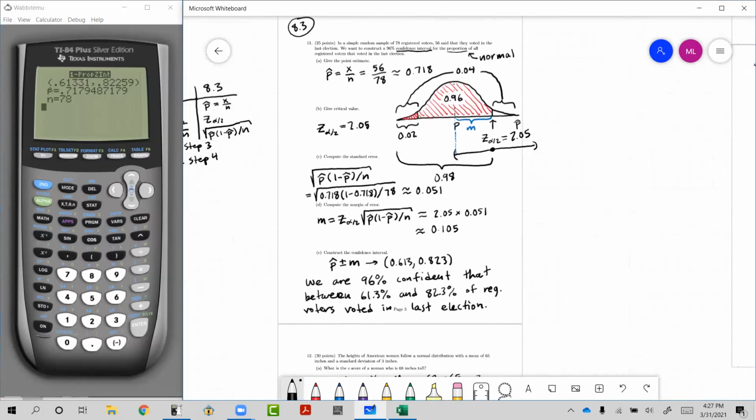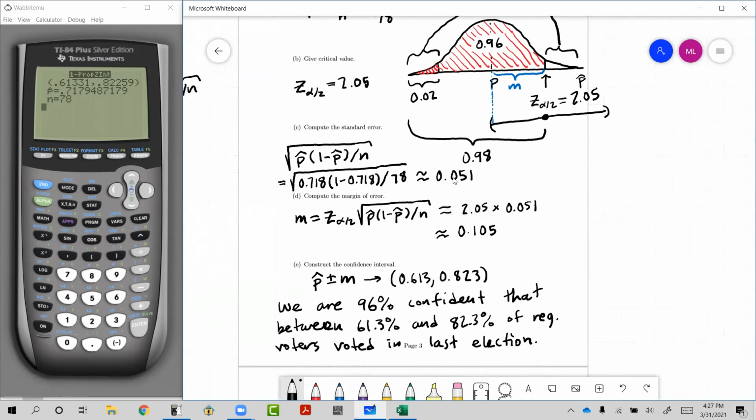Similarly, I entered this into the calculator. For example, to do this part right here, if I wanted to compute the 0.051 that we found for the standard error, I can show you how to do that real quick. I just hit the square root, 0.718. You can literally just type in parentheses to do your multiplications. Do 1 minus 0.718, close my parentheses, and divide by 78. So it's typed on my screen the exact way that I have it written here. I hit enter, and there's where I got the 0.051. It's 0.0509, which I rounded up to 0.051.